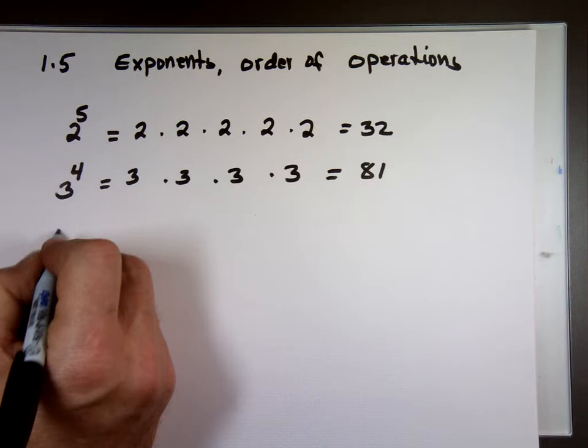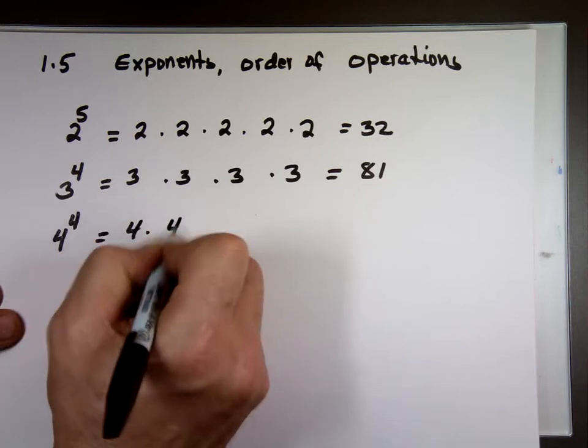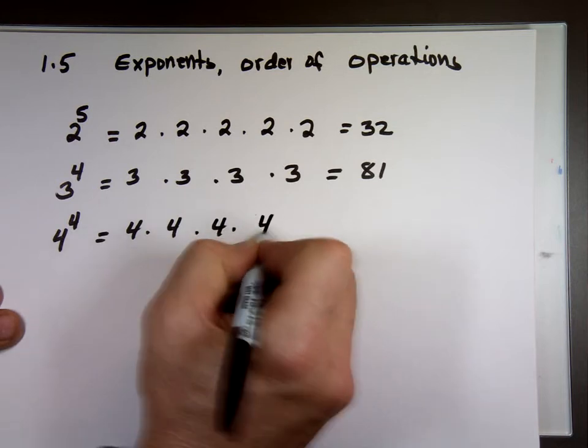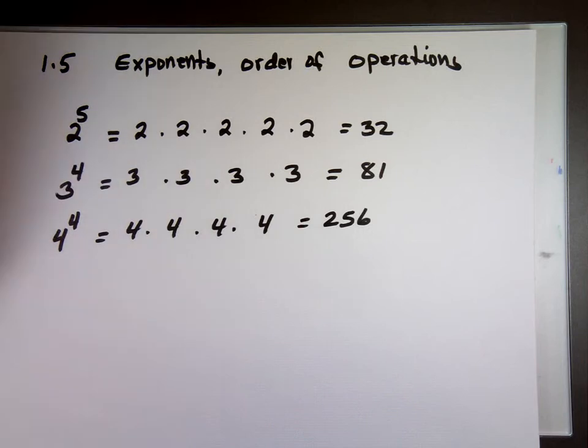If I see 4 to the power of 4, 4 times 4 times 4 times 4, 256. So these are called exponents.